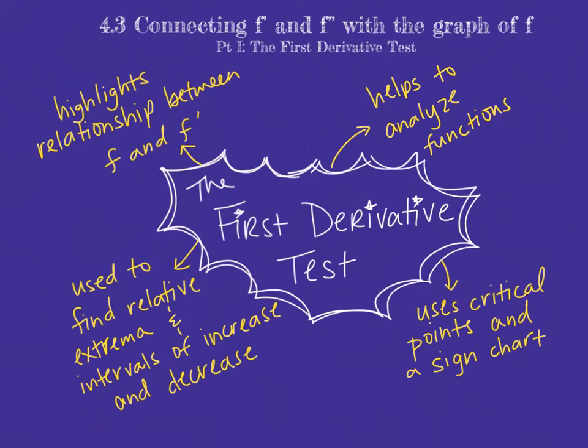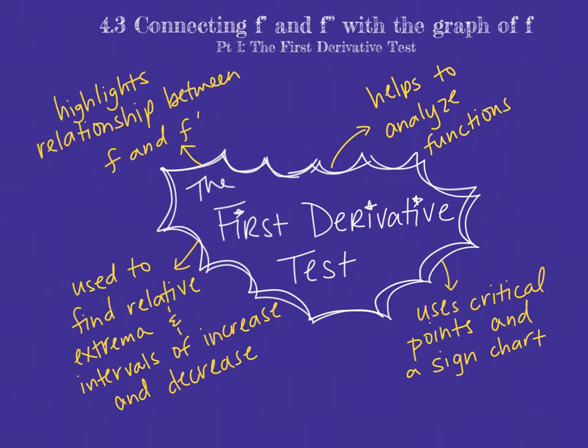Welcome to section 4.3, where we connect f prime and f double prime with the graph of f. There are a lot of ideas in this section, and the first one that we're going to look at is the relationship between a function's first derivative f prime and the original function with the first derivative test.